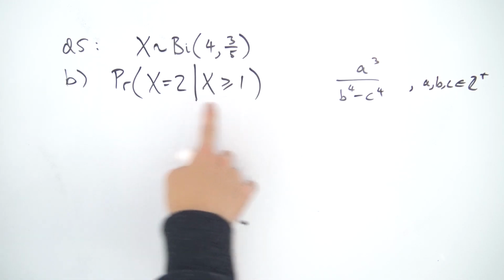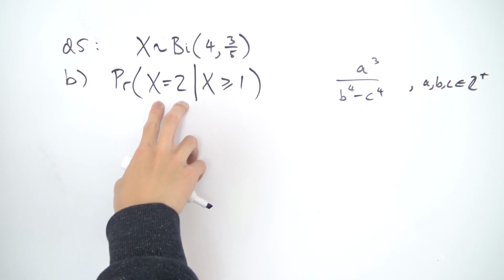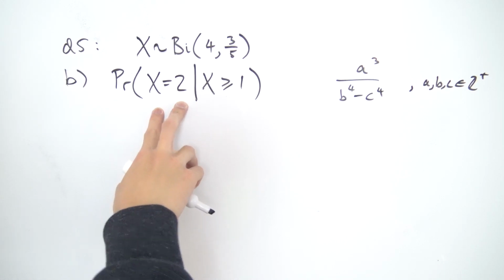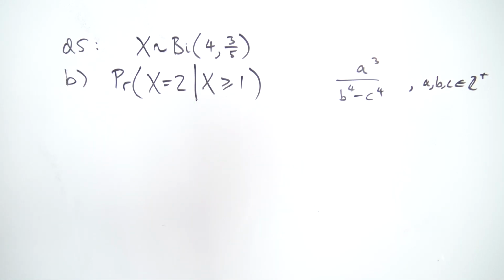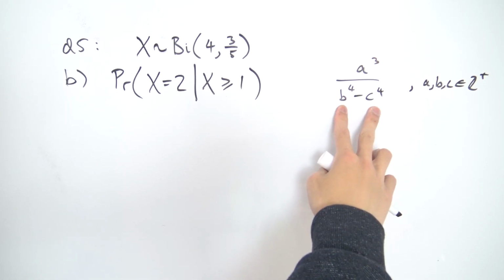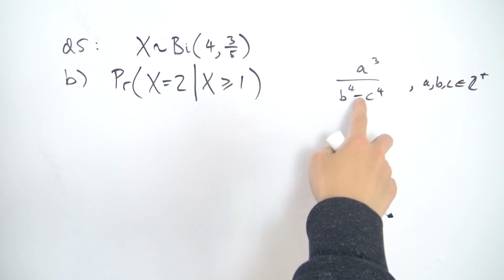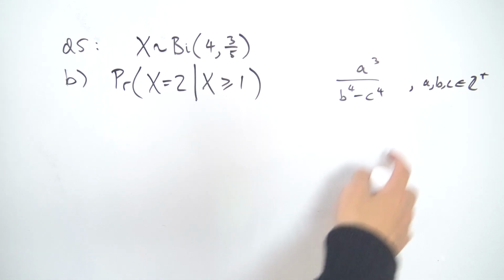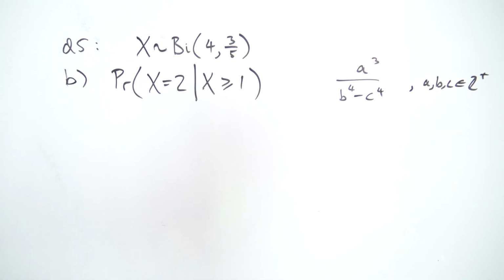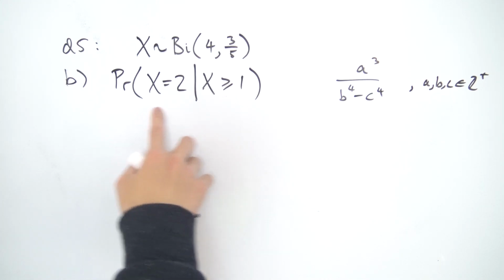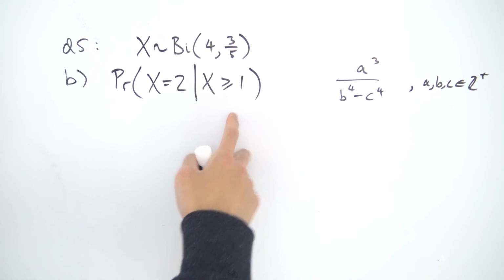So for part B of this question, we're using the exact same distribution, but we have to find this conditional probability. So the probability that there's exactly 2 people with this gene, given that at least one person has it. And there's actually an extra bit of info to this question. We have to answer in this specific form: a cubed over b to the 4 minus c to the 4, where a, b, and c are positive integers. So the first step is to, well, use the conditional probability formula for this.